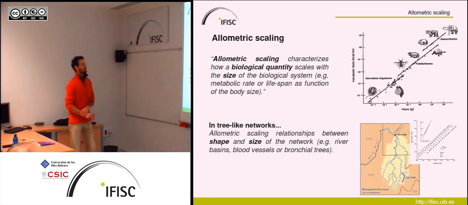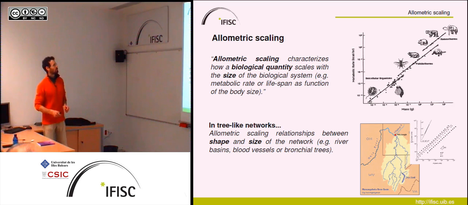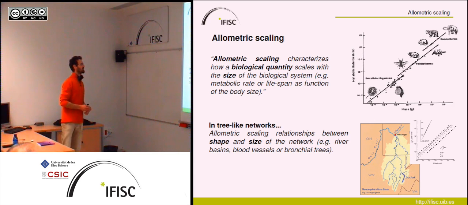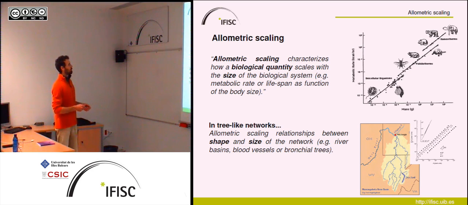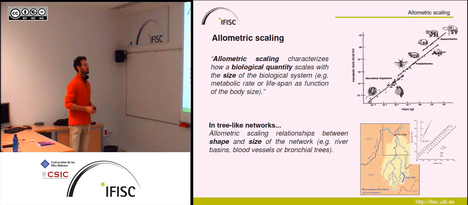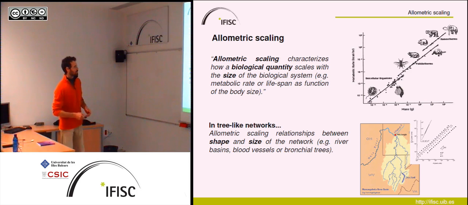With that aim, we use as a theoretical foundation from complex network theory the allometric scaling approach. Allometric scaling characterizes how a biological quantity scales with the size of a biological system, such as, for example, metabolic rate or lifespan as a function of the body size. This approach during the last decade has also been applied and extended to the characterization of the relationships between the shape and size in tree-like networks, such as river basins or also blood vessels or bronchial trees.